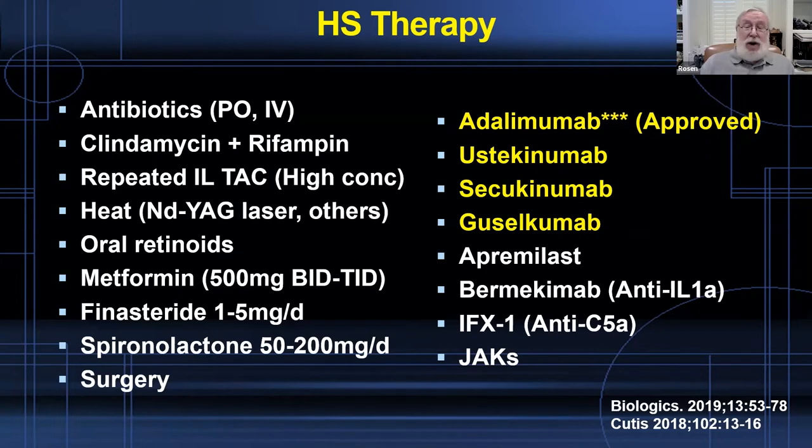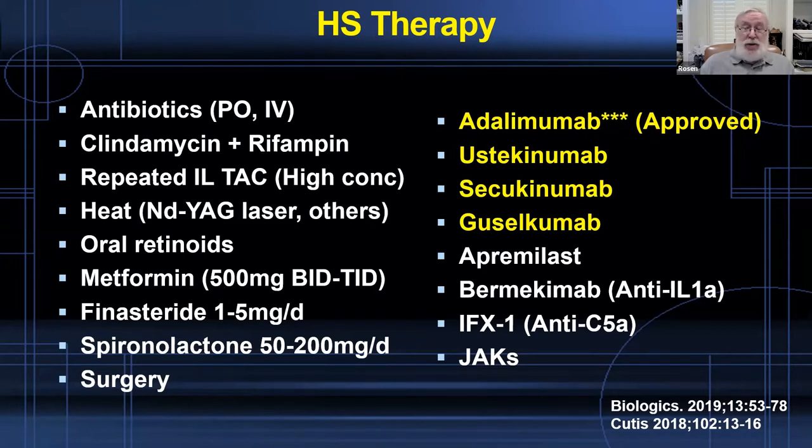For biologic drugs, adalimumab is the only one that's approved for hidradenitis suppurativa. But if you really look at the data, it's useful, but it's not uniformly useful. Patients all the time don't respond. So other biologic drugs have been tried. Ustekinumab seems to be quite helpful to start, but often patients flare. It recurs. Secukinumab, based on some studies, looks very useful. Guselkumab looks very useful. But all of those are basically trial and error.